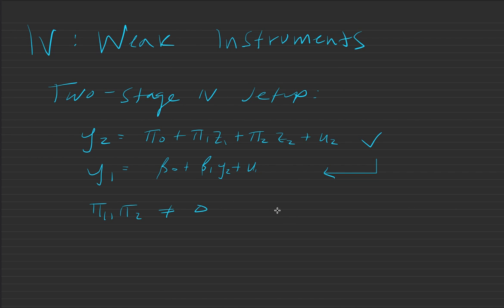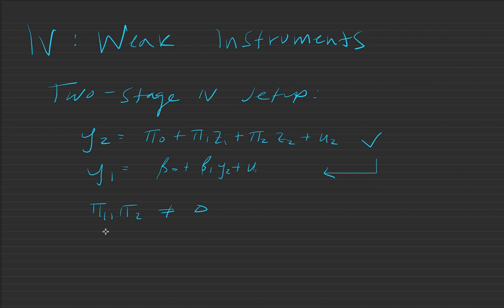We have assumed that pi 1 and pi 2 are not equal to 0, so that the instruments z1 and z2 are relevant for y2. Now we ask, what are the consequences if the instruments are only weakly relevant?